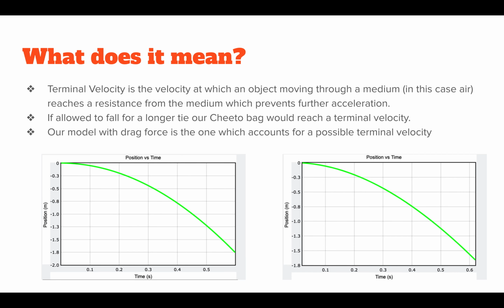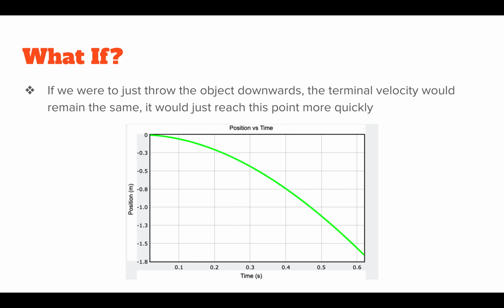Terminal velocity is the velocity at which an object moving through a medium, in our case air, reaches a resistance from the medium which prevents further acceleration. If we had allowed our Cheeto bag to fall for a longer distance and longer amount of time, it would have reached the terminal velocity, but it could not in the amount of time we gave it. Our model with drag force is the one which accounts for terminal velocity, because in the one for gravity there's nothing counteracting it, but drag force shows a force interacting with gravity, kind of slowing it down.